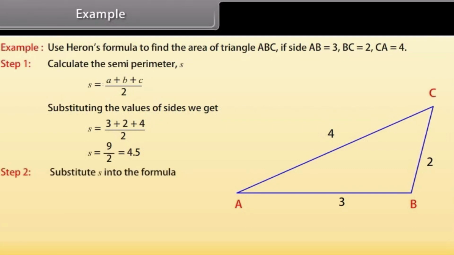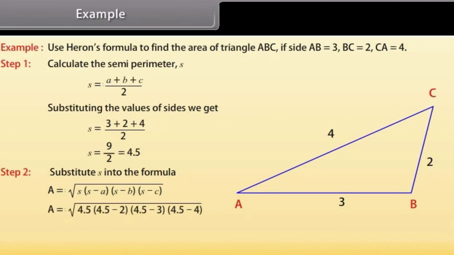Step 2. By substituting S into the formula, A is equal to square root of S into (S minus a), (S minus b), (S minus c). We get A is equal to square root of 4.5 into (4.5 minus 2) into (4.5 minus 3) into (4.5 minus 4). By calculating it, we get A is equal to square root of 8.4375, which is approximately equal to 2.9.